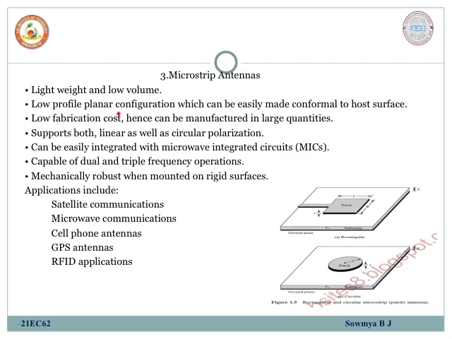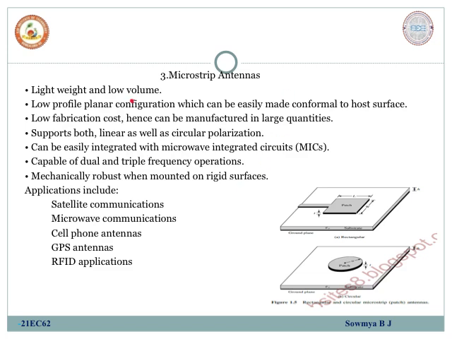A low profile planar configuration is there in this, which can be easily made conformal to the host surface. For this antenna, the fabrication cost is very low, therefore it can be manufactured in large quantities. Coming to the polarization, it supports both linear as well as circular polarization, and they can also be integrated with microwave integrated circuits as well. They are capable of dual as well as triple frequency operations, and whenever they are mounted on rigid surfaces, they are mechanically robust. These are the characteristics of the microstrip antennas.